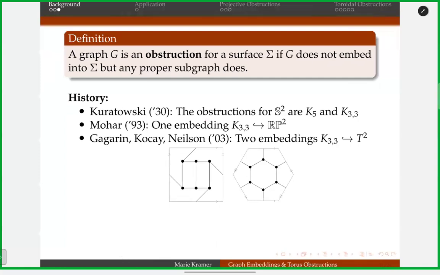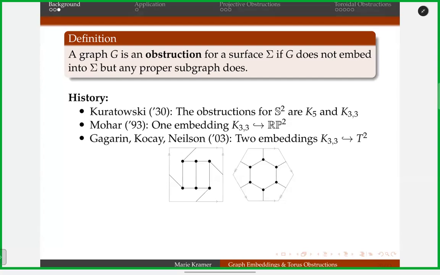Then in 2003, Gagarin, Kocay, and Neilson showed that there are two non-equivalent embeddings of K33 into the torus. Here are the two embeddings. This is a different way of drawing the torus. At least to me, every time I look at this, it's not immediately clear that this is indeed the torus. But we can start cutting up this picture of the torus and gluing it back together to get the nice square picture. The reason I'm using this one is that then the embedding looks nicer. And unfortunately, this embedding doesn't look that nice on this version of the torus. Right, so in this version of the torus, we're identifying these edges in the same orientation, these and these.